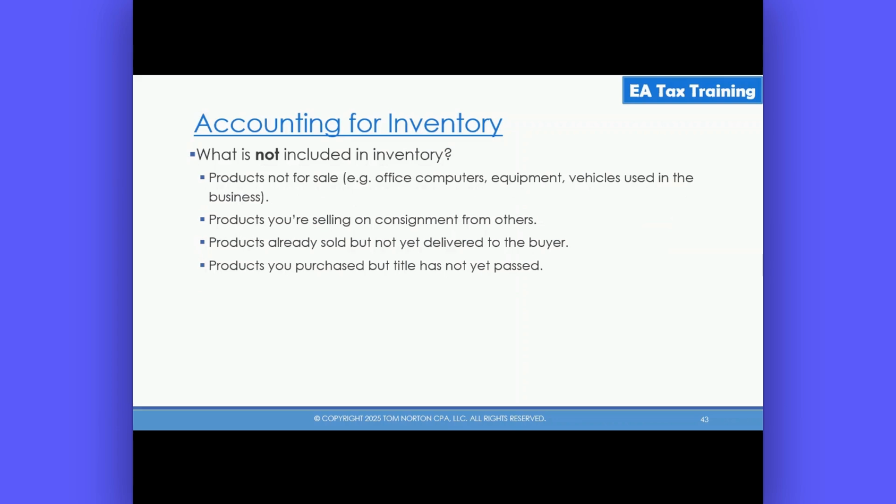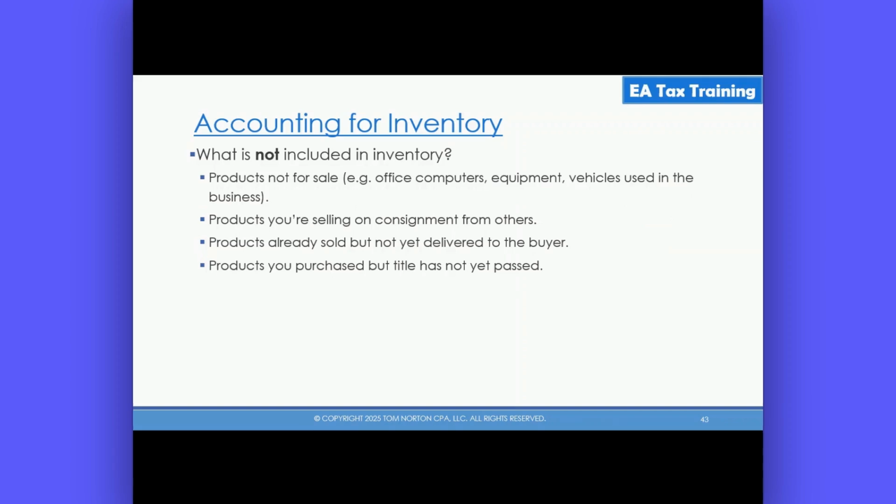So what is not included in inventory? Well, first of all, products that are not for sale. So remember that computer that you use in your computer store business, that computer that you are using is not for sale, so it's not included in your inventory. Same way with any other type of equipment or vehicles that you may have. Products that you're selling on consignment for others. So maybe it's in your store, it's in your truck, but it doesn't actually belong to you. And once it sells, you're going to split the sale with the owner. But if it never sells, it's going back to whoever owns it. So that is not included in your inventory.